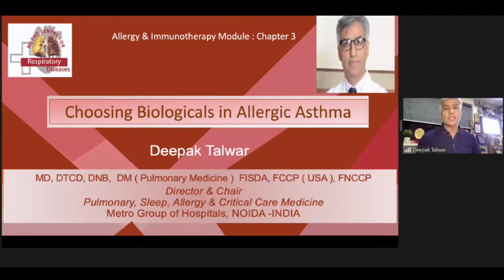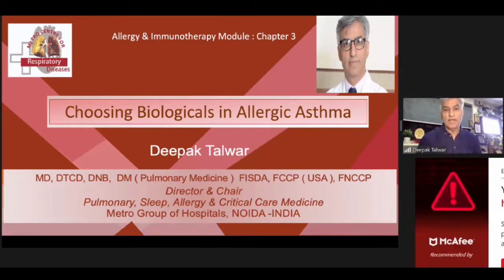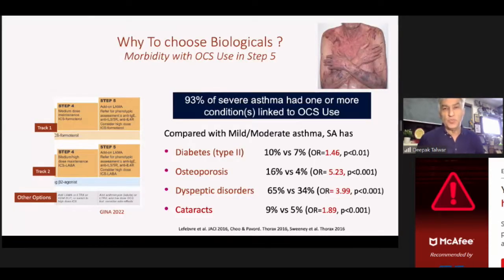I've been given the task of talking about choosing biologics in allergic asthma. So the most important question is, why do we choose biologics in allergic asthma? Because if we look at GINA step 5, once you have exhausted all your inhaled therapy, which is ICS, LABA and LAMA, you are left with an option to go to biologics, and it is written here clearly.